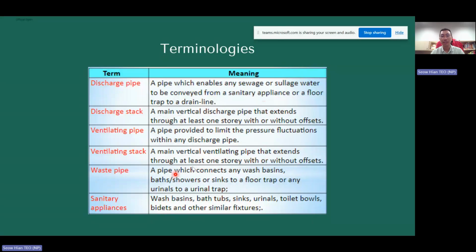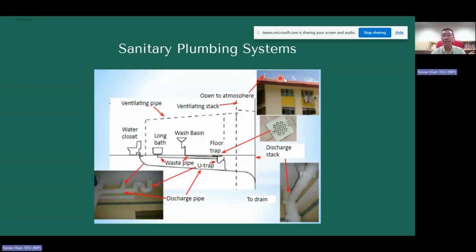So a pipe that serves any wash basin, like a waste pipe, and it actually has traps or unitary traps. So basin and bathtub are also part of the sanitary appliances. With that, you can see that sometimes in your HDB flat there's a pipe here. Those are actually open to atmosphere. It's called a ventilating stack.